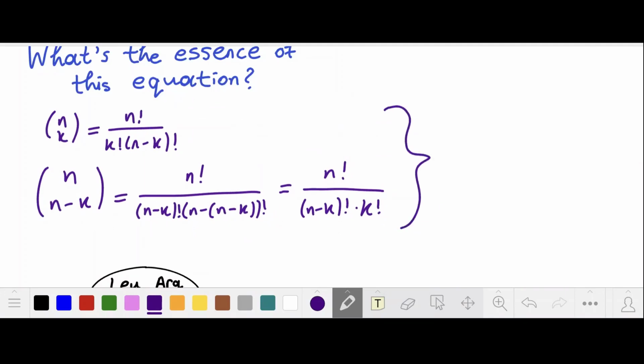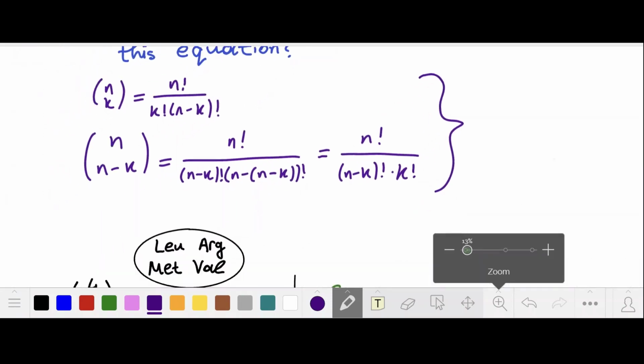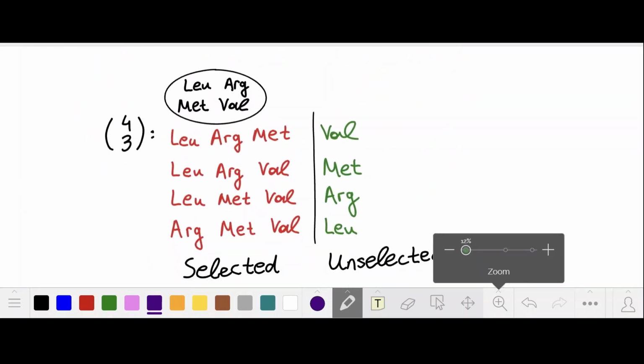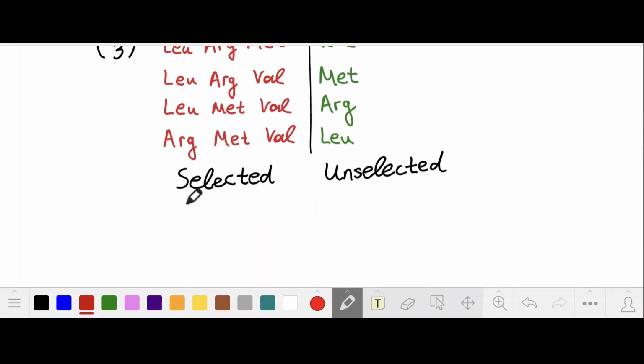In order to understand why this equation is true, we take, for example, n equals 4 and k equals 3. So we have 4 amino acids and we combine them 3 at a time. Notice that for every triplet of amino acids that we select, there exists an amino acid that is left unselected. So the amount of combinations that we make by selecting amino acids is equal to the amount of combinations of the amino acids that are left unselected. That means that 4 over 3 is actually equal to 4 over 1.